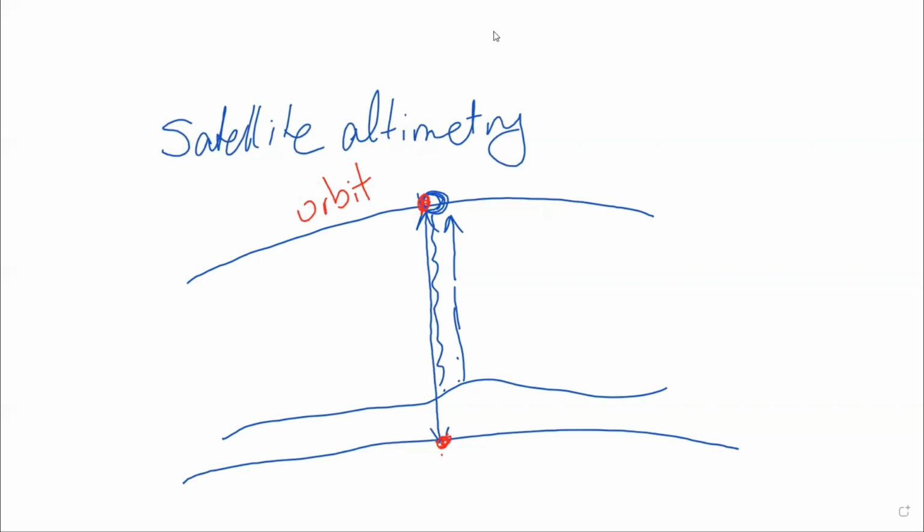For example, let me draw a figure here. If I have a satellite here, and I can determine its position, let's say X, Y, Z, from the center, then I can determine the distance between the center of the Earth and the satellite. So I have the distance from the satellite up to the center of the Earth. The rest is to compute this part.